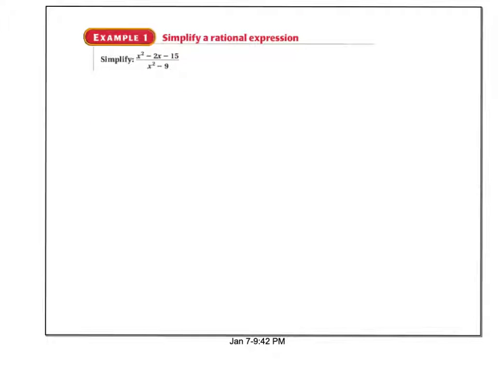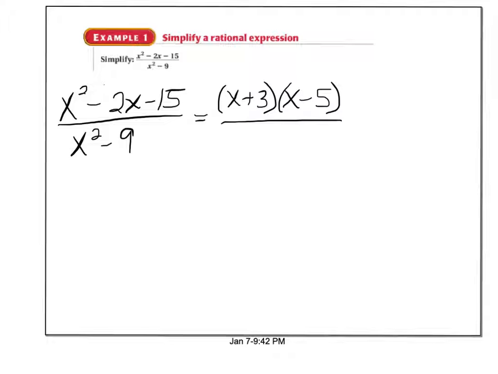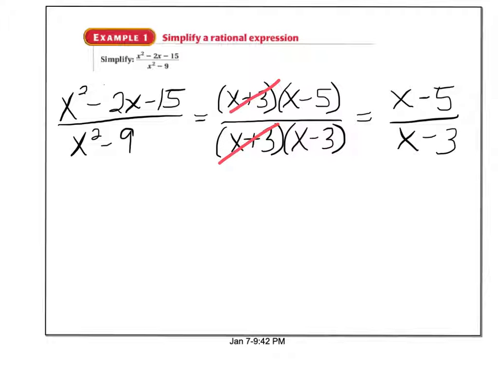Here's how you would simplify this rational expression. I'm first going to factor the numerator. Then I'm going to factor the denominator. Then I'm going to cancel any common factors they have, leaving me with my final answer, which is considered simplified.